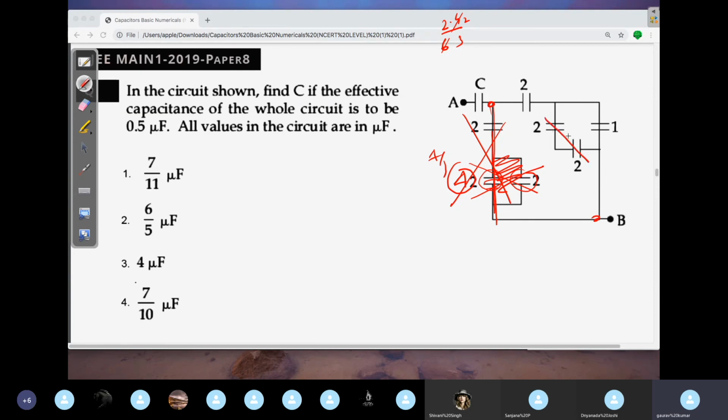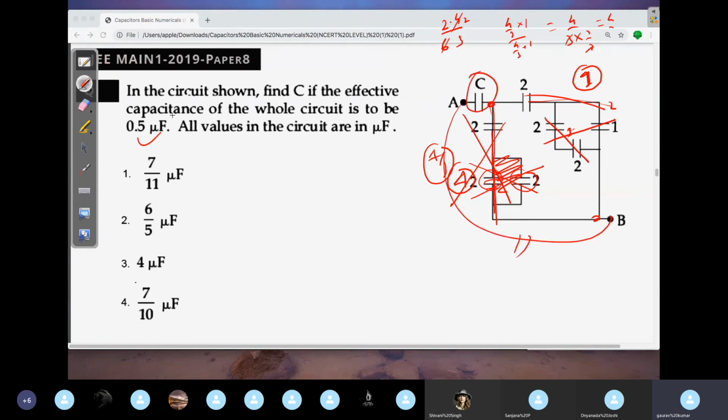These two are series, half 1. Again 1 and 1 parallel, so 2. 2 and 2 series, 1. This 1 and this are in series, so 4 by 3 into 1 over 4 by 3 plus 1. So 4 by 3 into 7 by 3, so you will get 4 by 7. And then again in series, apply and equate that to 1. Half is given in the question, you will get the answer.